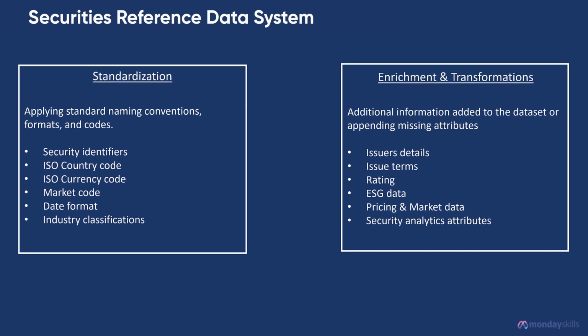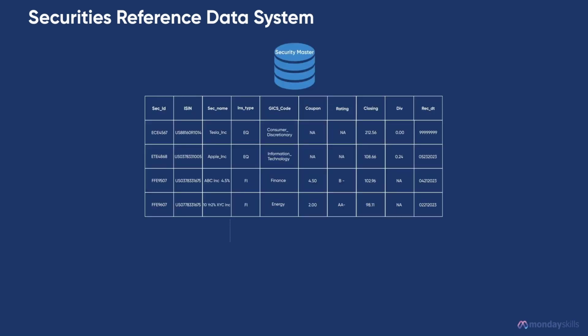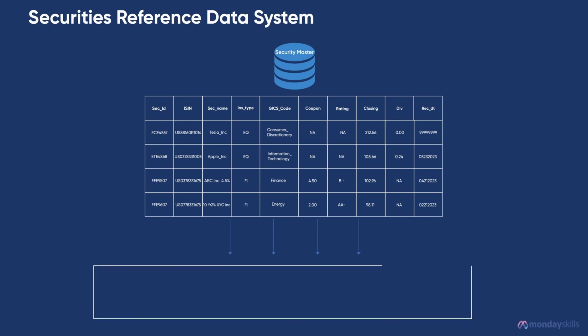Once the data has been standardized and transformed according to business rules, a golden record is created or updated in the securities reference data system, commonly known as Security Master. The transformations performed during the golden record creation process are designed to ensure that the data is accurate, consistent, and complete, and can be used effectively for analysis, reporting, and other critical business functions.